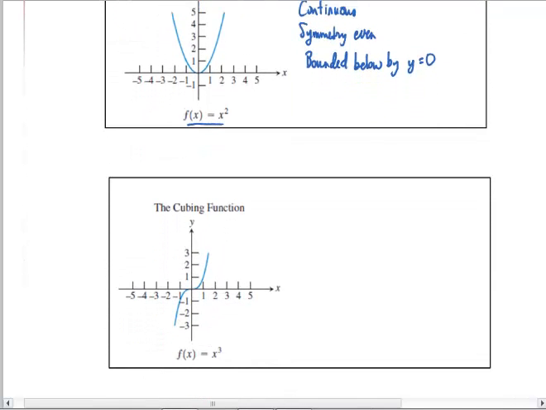The cubic function. Domain is all real numbers, and I'll do it in interval notation this time. The symmetry is odd. It's unbounded. It's continuous. And I think that's basically all, and there are no asymptotes.